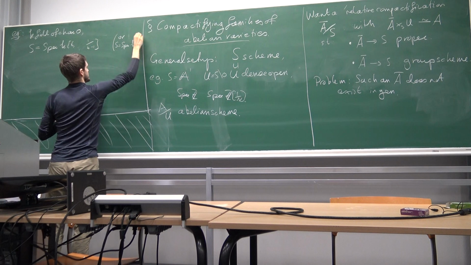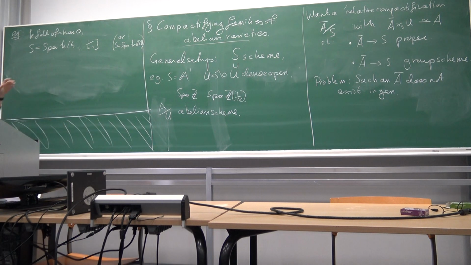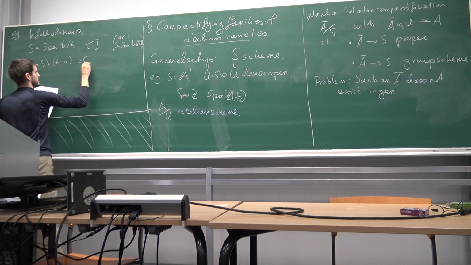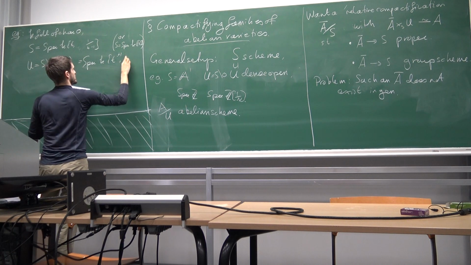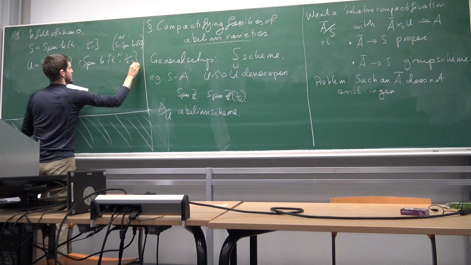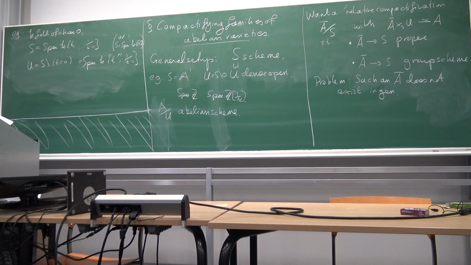I mean, you could localize it or take power series rings or whatever, and I want to look at the affine line locally around the origin. And then I'm going to take U to be S minus t equals 0, which is just Spec K[t, 1/t]. So now here's my S, and here's U: I'm deleting the origin from S.